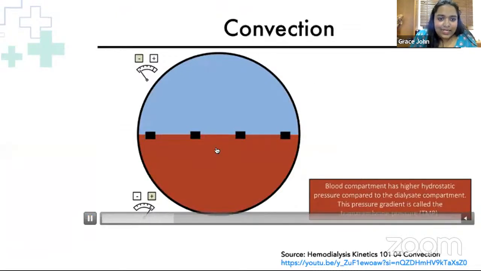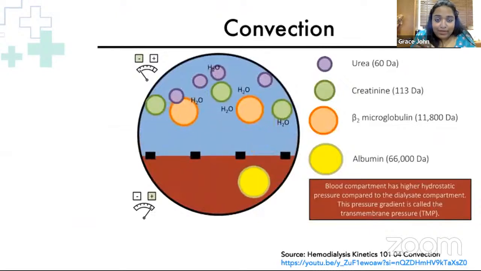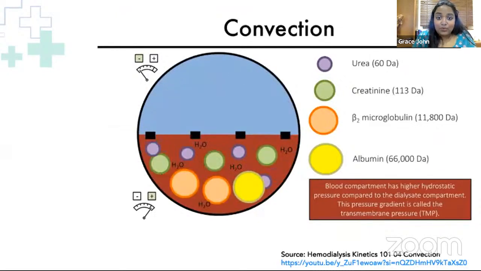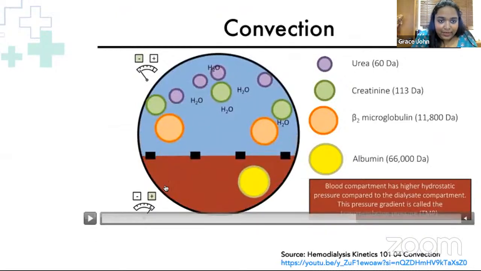So in this convection, you have the small molecules, the medium-sized molecules, and the large molecule like albumin. I will stop the video here. You can see the water goes to the other compartment. The small molecules along with the medium-sized molecules pass through this semi-permeable membrane. But the large molecules like albumin keep staying back in your blood compartment.